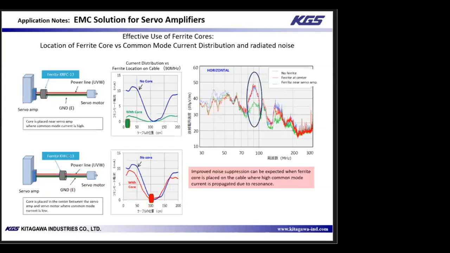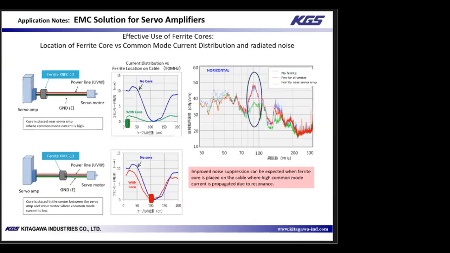Next, we'll cover how the location of the ferrite along the cable can affect radiated noise due to differences in intensity distribution of common mode current. Specifically, we'll focus on 90 megahertz, which resonates one complete wavelength along the cable. The chart on the far right shows radiated noise with the ferrite applied near the servo amp, so the antinode of the current, and near the center is the node of the wave.